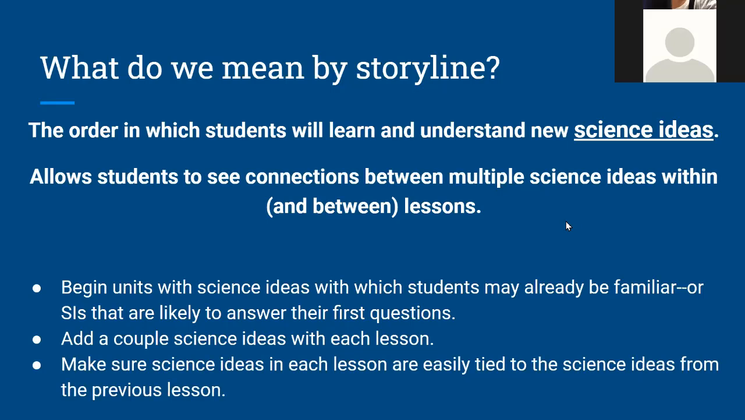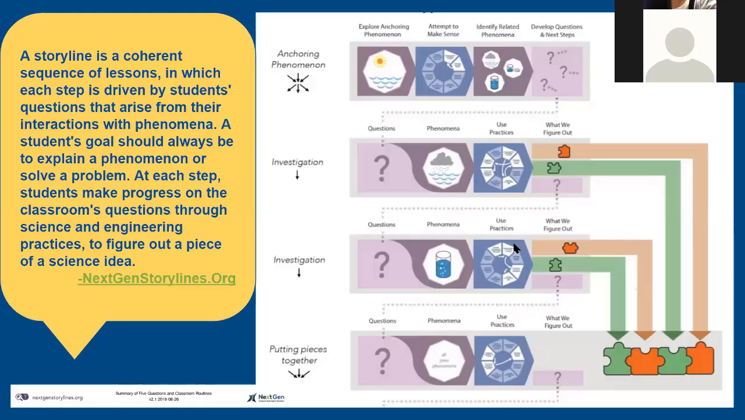We need to make sure that science ideas in each lesson are easily tied to science ideas from the previous lesson, or else it's going to be a jumbled mess and students won't understand how they link together. And so this is where the planning comes in, and the pre-planning or the backwards planning about what's going to make the most sense to students as far as the science ideas.